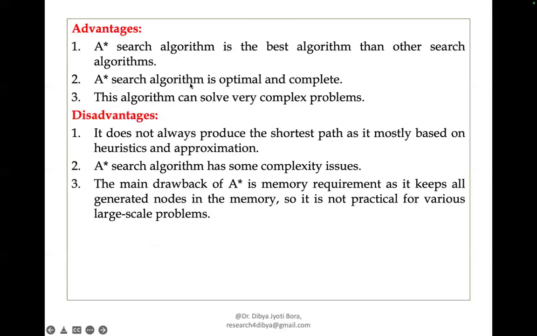ठीक है, एडवांटेजेस क्या है? A-star algorithm is the best algorithm than other search algorithms. मैं इसलिए बोलता हूँ बार बार आर्टिफिशियल इंटेलिजेंस में A-star जानना बहुत जरूरी है. ठीक है, पर A-star जानने से पहले क्या जानना जरूरी होता है? You have to know best first search that we already discussed in the class. Then A-star search algorithm is optimal and complete. वो दो condition मिल जाए तो वो optimal ही होगा and complete होगा.